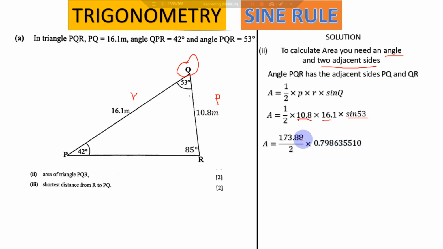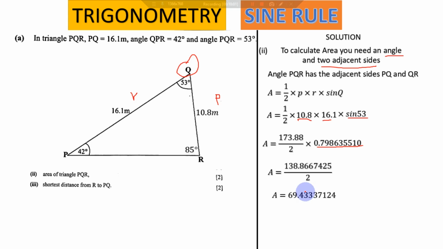From here, multiply 173.88 times this value here for the sine 53. What do you have? Good. So we're going to have 138.8667425. Here, divide now by 2. So we're going to have our final answer 69.43337124. Here again, if you don't know how to round off, you leave your value here, just put your units.